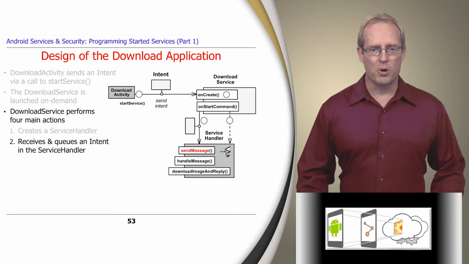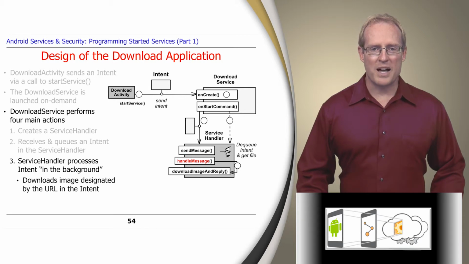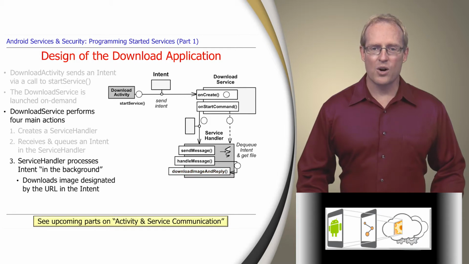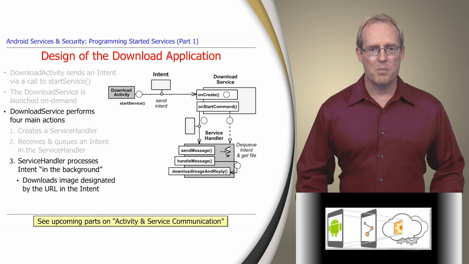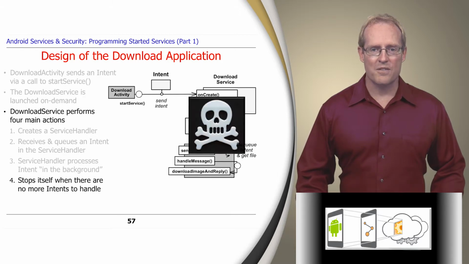Third, the looper in the background handler thread dispatches the service handler's handleMessage hook method, which downloads the image designated by the URL in the intent and stores it in a file. An upcoming video will show how the Android Messenger interprocess communication mechanism is used to pass the path name of the file back from the download service to the download activity. Finally, the download service stops itself when there are no more intents to handle.